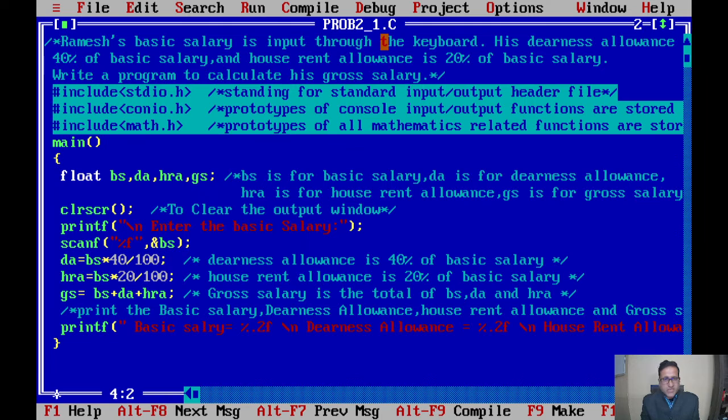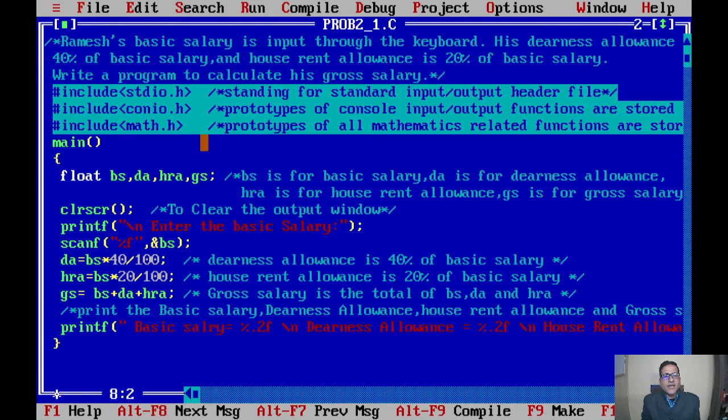Firstly we will put these header files, which is include stdio.h. I have given the comment also here, it is for the standard input output header file. Next header file is include conio.h. I also commented that this header file is used for console input output functions. And third header file is math.h. So the prototypes of all mathematics related functions are stored in this file. So after that we will go to the main function.